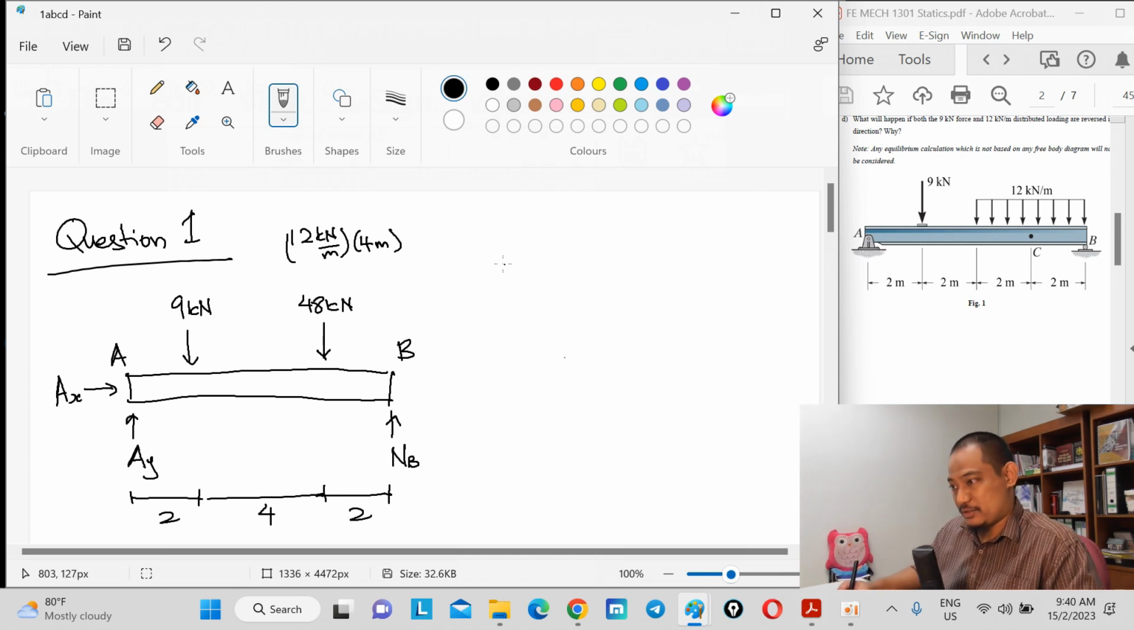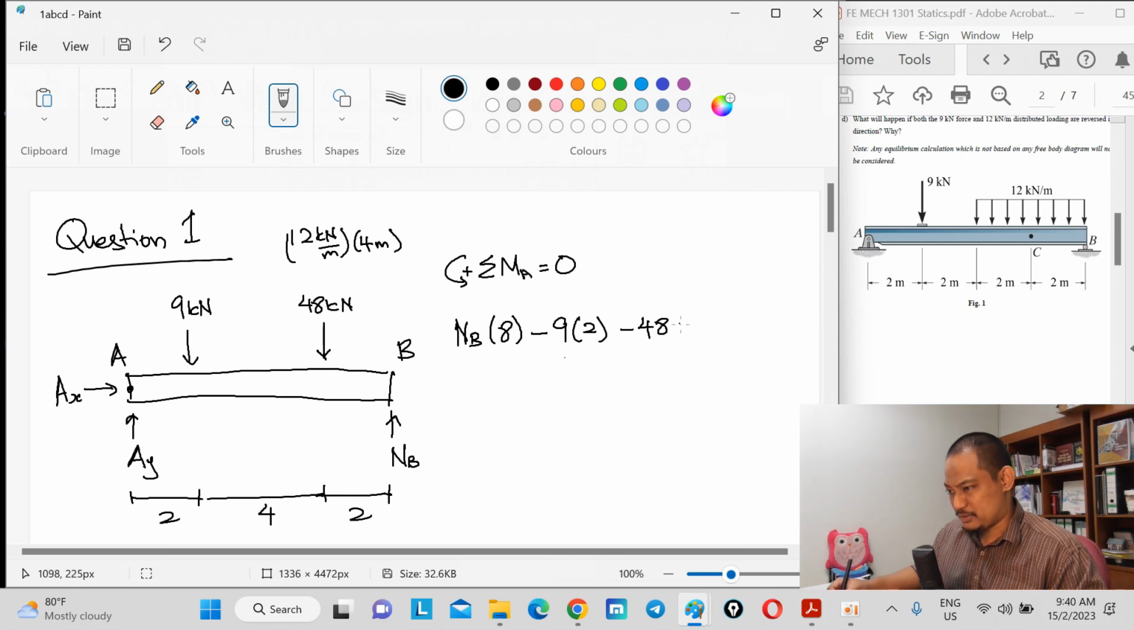Now, to solve this, you can just use the summation of Fx, summation of Fy, and summation of moment. Normally, the easiest way to start is summation of moment at A, because we have a point where two forces coincide. Of course, if you select point B, you can solve for Ay. So either way, let's take counterclockwise as positive. The moment about point A here is 0. So NB is counterclockwise, NB times the distance of 8. And then this is all clockwise, so minus 9 times the distance of 2, minus 48 times the distance of 6, equal to 0. By this you should be able to solve for NB, right?